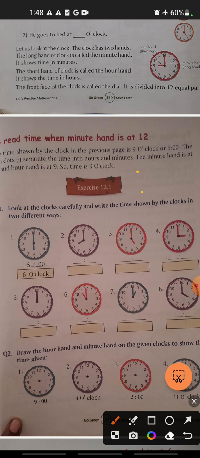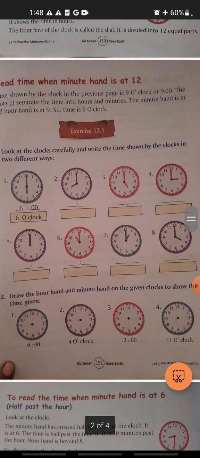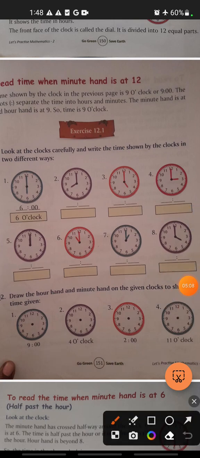Next, our second clock shows, in this clock our short hand is at 8 and our minute hand is at 12. So this clock shows 8 o'clock and we have to write it 8 double dot double 0. And the second way to write the time is 8 o'clock.